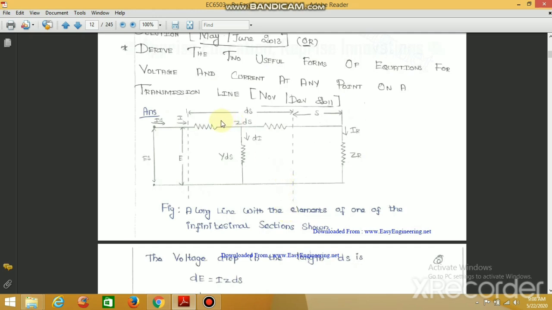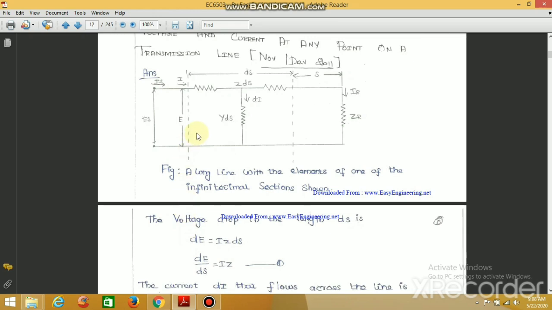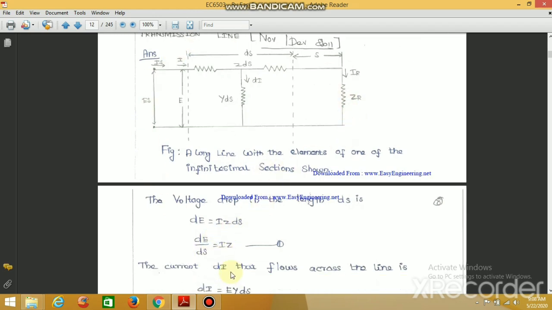So the voltage drop across the length ds is calculated as dE, and it is equal to Iz into ds. This is very important. The voltage drop across this particular line ds is dE, and dE is equal to Iz ds. Iz is nothing but the current, and dE by ds is equal to Iz. So this is the most important equation; we mark it as equation 1.